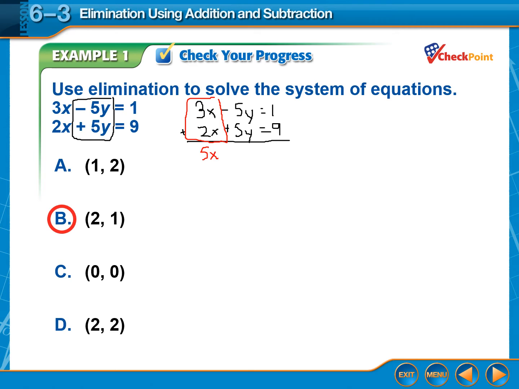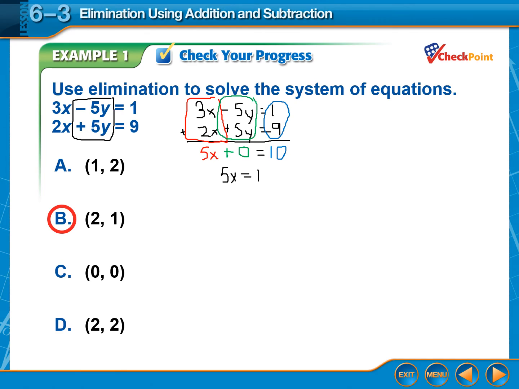And then I can combine negative 5y and positive 5y, and those cancel each other out, so we're left with 0. You don't have to show the step of showing the 0, but it's a good way to visualize what's going on here. And then the third column, I'm going to add together 1 and 9, and that gives me 10. So once I combine equation 1 and equation 2 using addition, we're left with 5x is equal to 10.